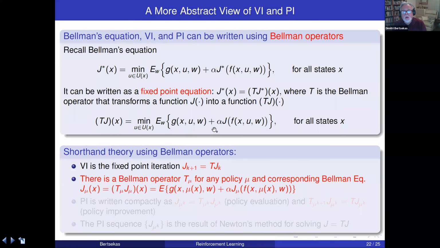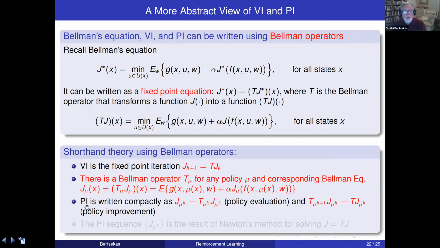Just as there is a Bellman operator involving a minimization over controls, there is also another Bellman operator corresponding to a given policy mu. We will denote this by T sub mu. The corresponding Bellman's equation for J mu is this. This is what is satisfied by the cost function of a policy, as I mentioned a couple of slides earlier. And T mu J mu is given by this expression. Generally, T mu J involves putting in this equation J in place of J mu.